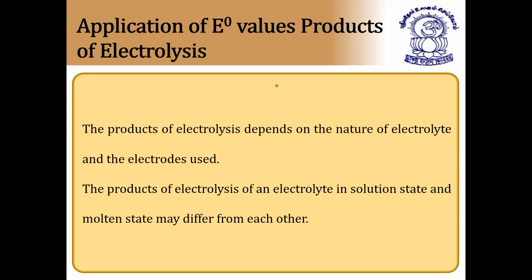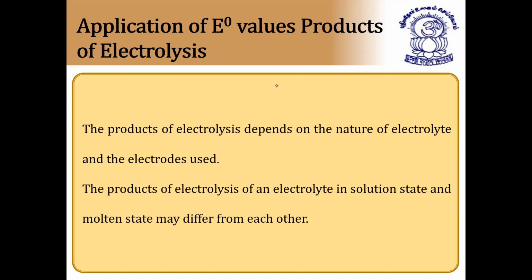As I told you, they will ask us to find what is formed at anode and what is formed at cathode from electrolysis. I told you that in the first lecture itself, that we'll do this discussion in the last. Now we are doing the discussion. Very, very important discussion. The products of electrolysis depend on the nature of the electrolytes and the electrodes used. Without knowing the electrodes, we cannot go ahead. And the products of electrolysis of an electrolyte in solution and molten state may differ from each other.